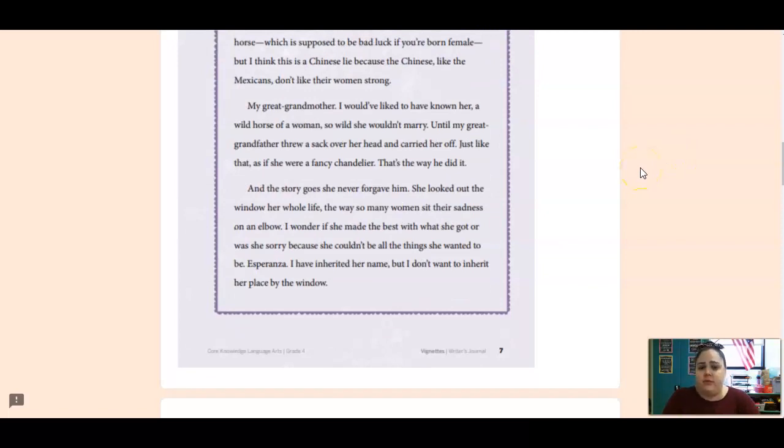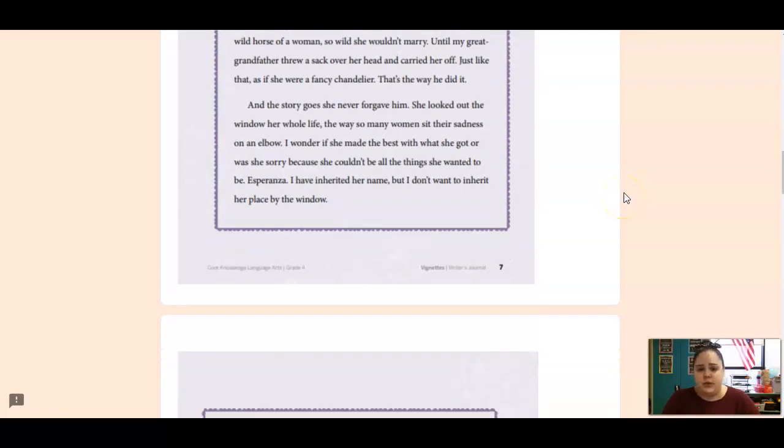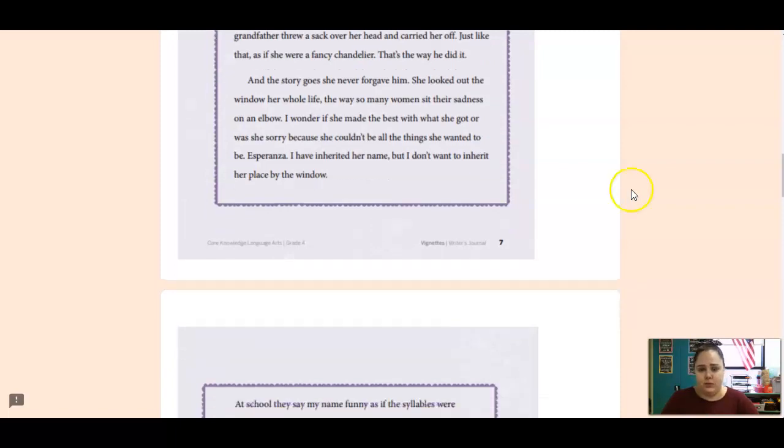My great-grandmother, I would have liked to have known her, a wild horse of a woman, so wild she wouldn't marry, until my great-grandfather threw a sack over her head and carried her off, just like that, as if she were a fancy chandelier. That's the way he did it. And the story goes, she never forgave him. She looked out the window her whole life, the way so many women sit their sadness on an elbow. I wonder if she made the best with what she got, or was she sorry because she couldn't be all the things she wanted to be? Esperanza. I have inherited her name, but I don't want to inherit her place by the window.